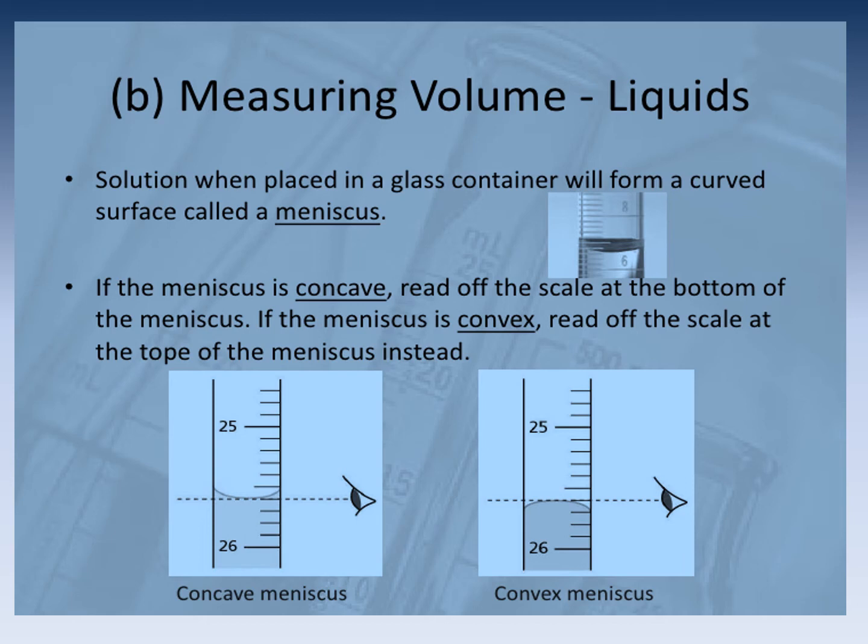If the meniscus is convex, read off the scale at the top of the meniscus instead. A convex meniscus is usually formed in colored solutions. This means when the solutions are colored, a convex meniscus is formed, and in order to read off the scale, you have to use the top of the meniscus.